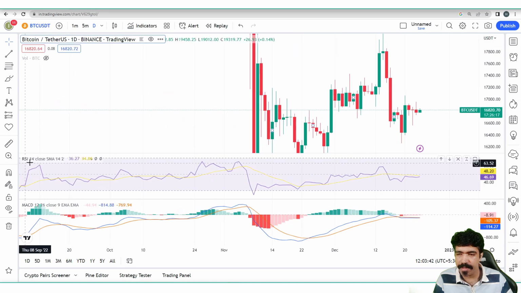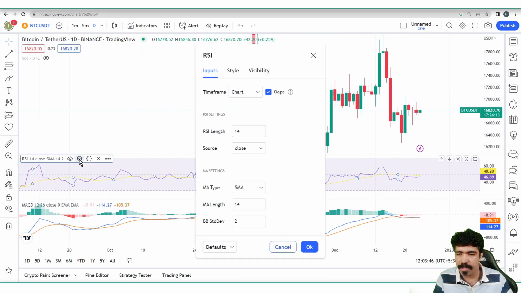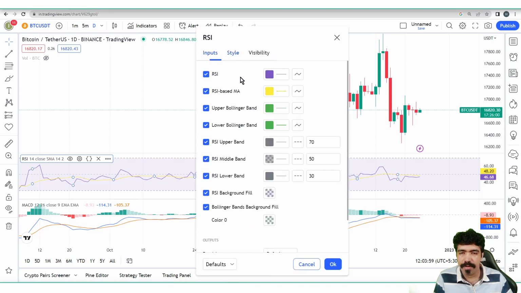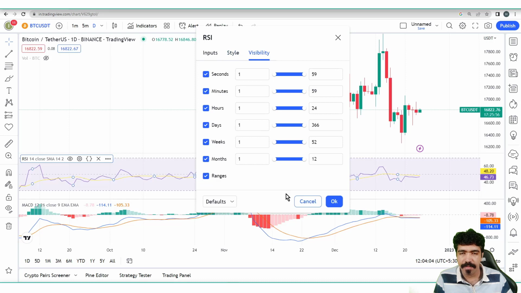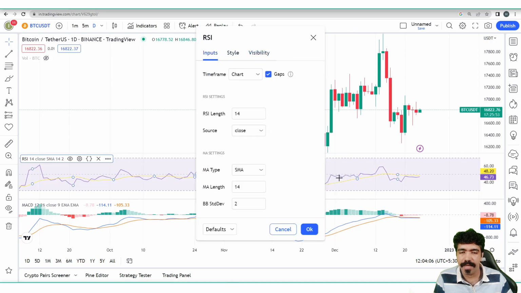So we have two indicators, that is RSI and MACD. We can change the setting of RSI from this option. Click on this setting icon near to RSI, and you can change the time frame, length, source, MA type, MA length, etc. and all the various parameters which are connected to the RSI option from this menu. So these are input. We have styles for the representation of this indicator and visibility. So these are the various settings for the RSI indicator.